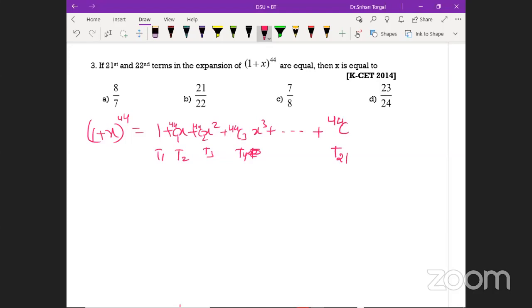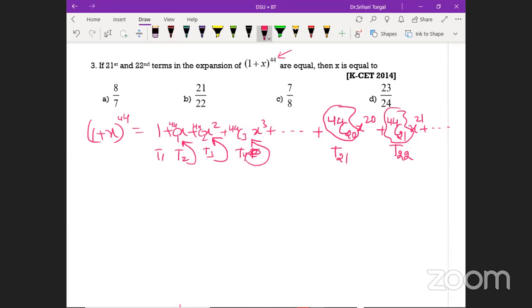44c, one less than this. If it is 2, I have to write 1; if 4, then 3; so for 21, it is 20: 44c20 x^20. Right? That is the 21st term. What is the 22nd term? 44c21 x^21. Now they are telling that these two are equal. I think these two are middle terms, right?